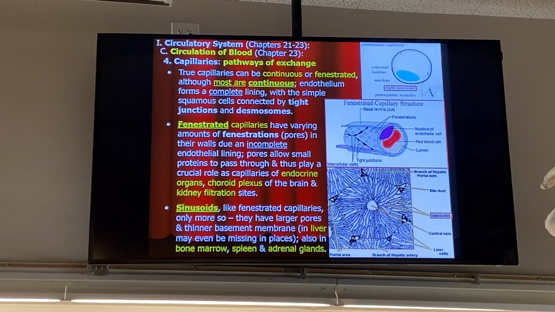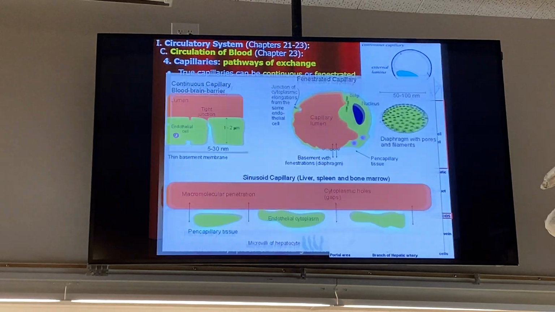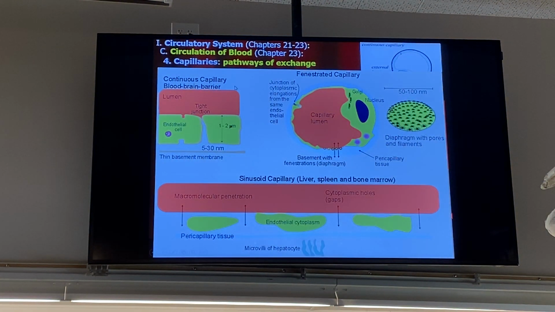Well, anyway, the liver capillaries have huge gaps, those are sinusoid capillaries. Huge gaps. So continuous has tight junctions, fenestrated has pores like in the pancreatic islets, and then in various places, spleen, liver, bone marrow, you have huge gaps. Those are sinusoids.